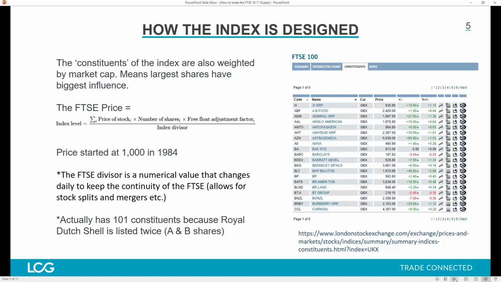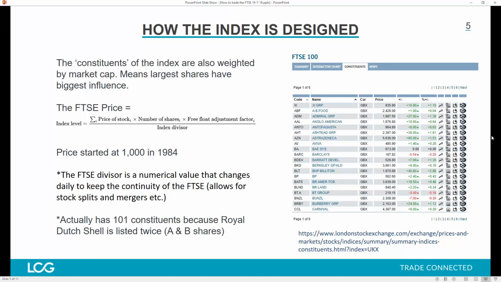So the constituents of the index are weighted by market cap. What does that mean? Basically just that the larger shares, particularly Royal Dutch Shell, BP, and formerly some of the big banks, still to a large degree, have the biggest influence on the market. So if you're comparing shares in this list, you can see on the side here, if Admiral Insurance shares go up 5% and shares of BP go up 5%, the FTSE is going to be a lot more influenced by what BP is doing than by Admiral Insurance.